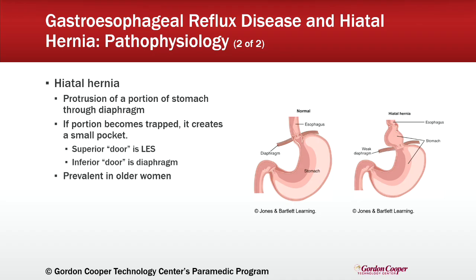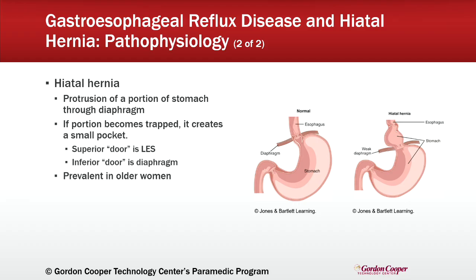A hiatal hernia is a little bit different, and it occurs when part of the stomach pushes through the diaphragm into the upper part of the chest cavity. If that part of the stomach becomes trapped above the diaphragm, it forms a small little pocket there, and the upper door is the lower esophageal sphincter, and the lower door opens into the diaphragm. So basically you get this little pocket or a little pouch between the pyloric sphincter and the diaphragm, and food can get trapped in there.